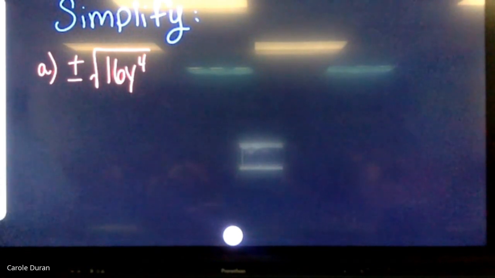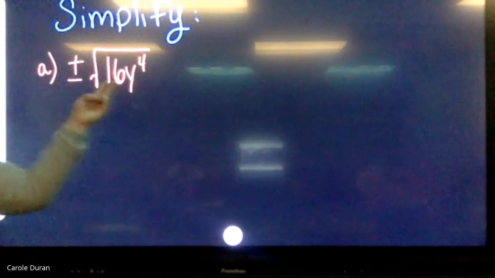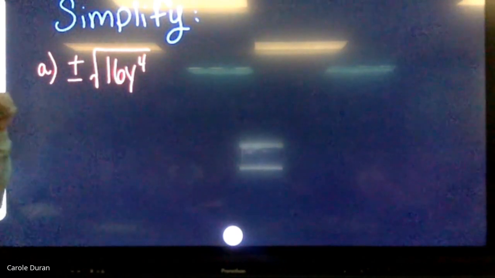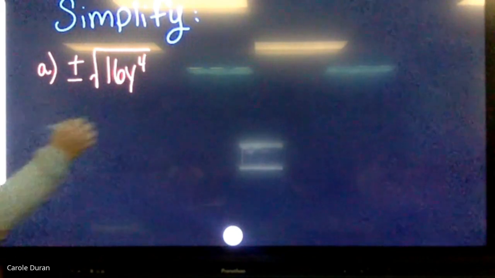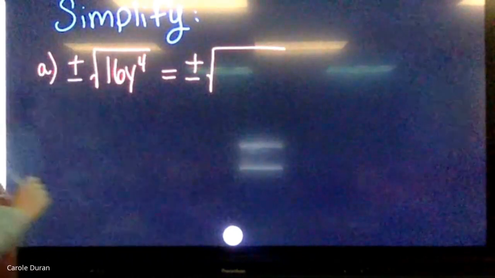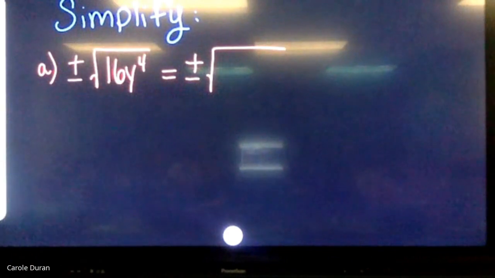There's a big difference. Okay, so the first thing we're going to do is identify what root I'm taking. So what root am I taking here? The square root, which is the 2nd root, okay? Which means everything inside, I need to rewrite with an exponent 2. This will allow me to easily take my square root. So when I rewrite this, I know that I can rewrite 16 as 4 squared.